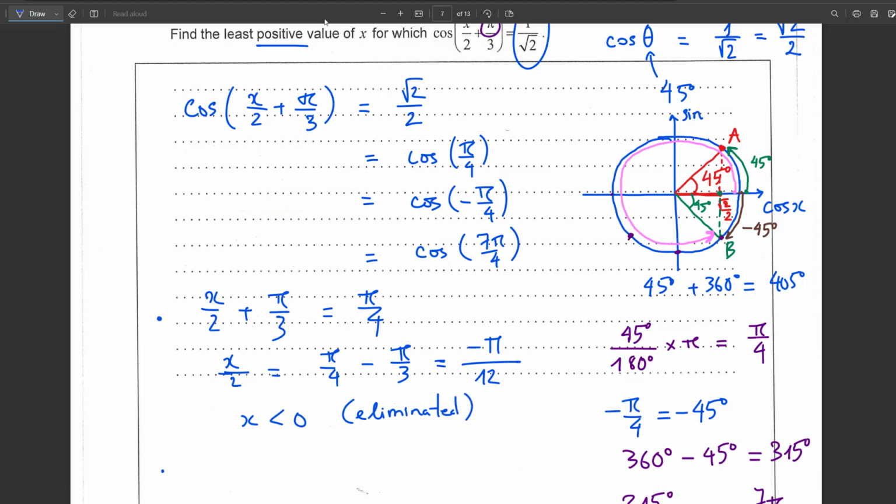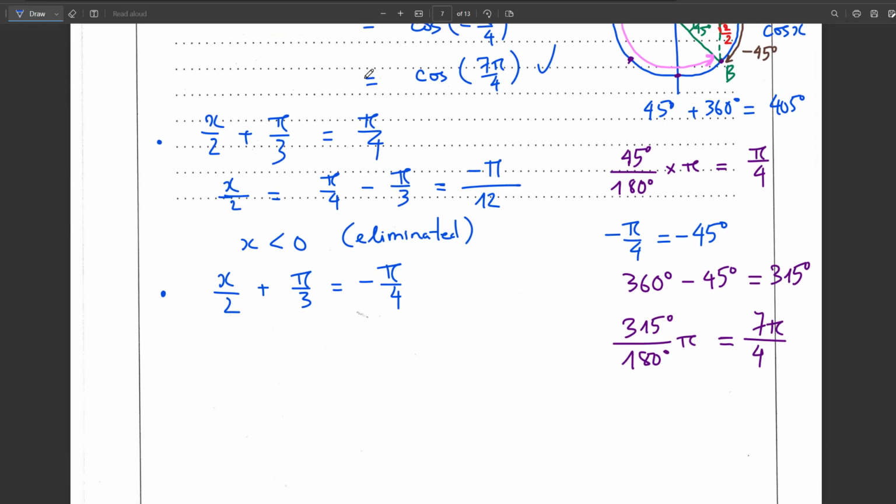Bây giờ mình tới trường hợp thứ hai. Trường hợp thứ hai và thứ ba này thực ra bằng nhau, hai cái angle là minus pi over 4 và 7 pi over 4 là giống nhau. Chọn cái nào cũng được. Bây giờ mình viết x over 2 plus pi over 3 thì bằng minus pi over 4. Thì sau equation này, x over 2 sẽ bằng minus pi over 4 minus pi over 3 nữa. Như vậy nó sẽ là minus luôn, cho nên mình sẽ không chọn. Mình né cái này đi, đừng làm, tại vì nó là số negative, không chọn.